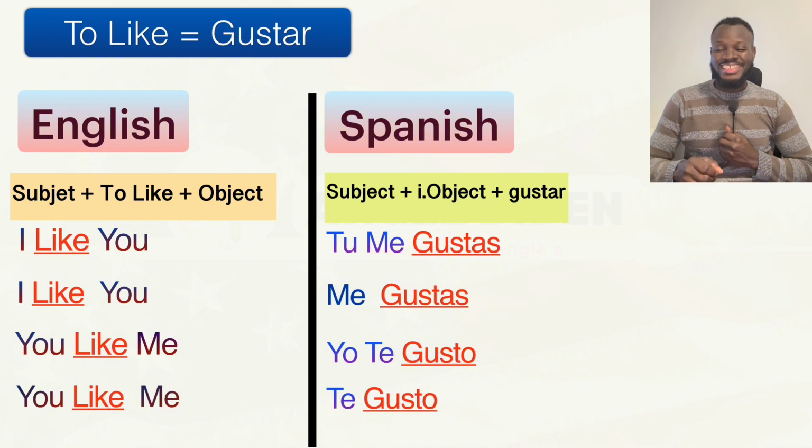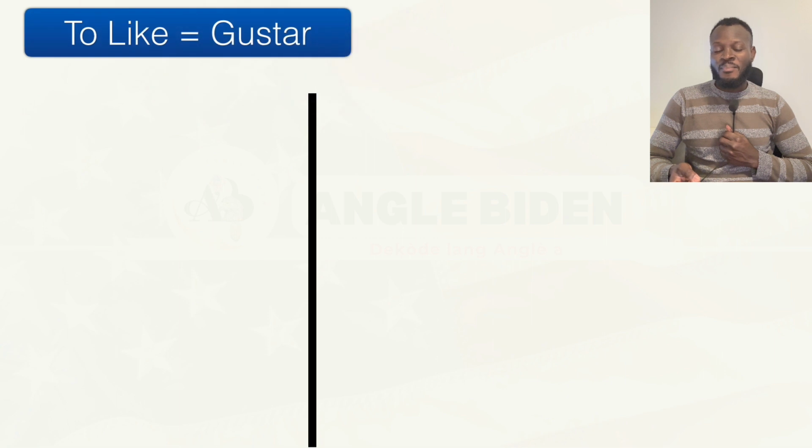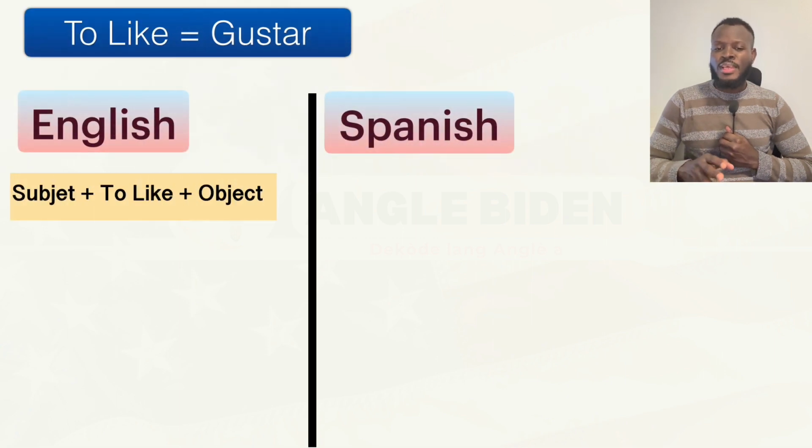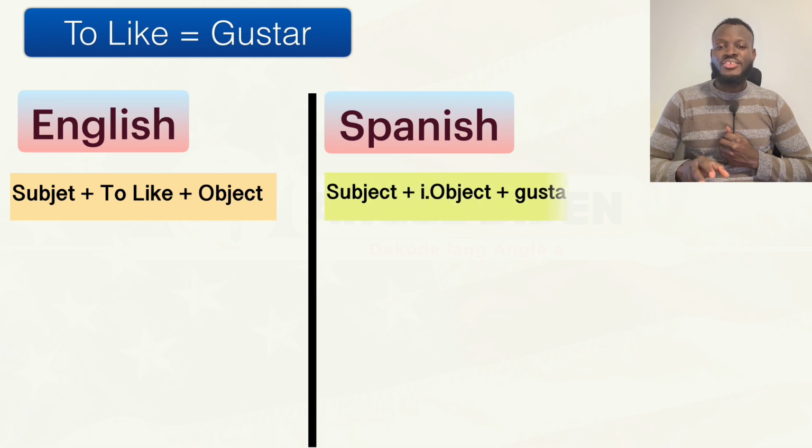I hope you have, right? Okay, let's review right now. I like you, tú me gustas. I like you, me gustas. You like me, yo te gusto. You like me, te gusto. Let's continue. We're going to use all sorts of combinations so you can understand what is going on there.